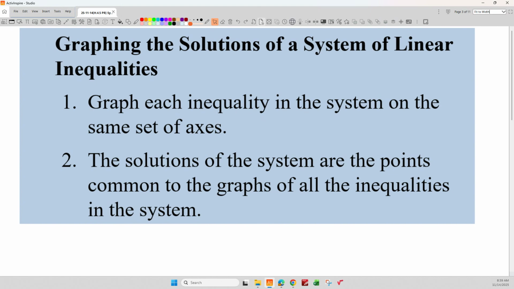Graphing, how do we graph solutions of systems of linear inequalities? We just graph all the inequalities and look where they overlap. That's it. It's really that simple.